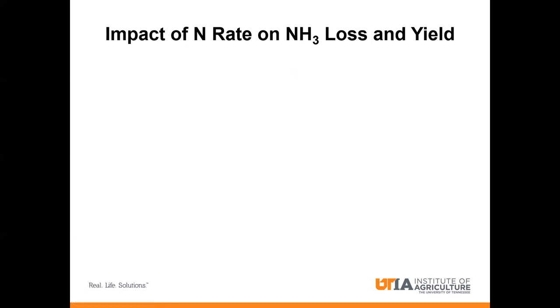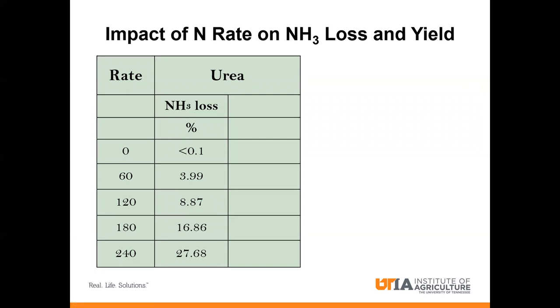Now we want to look at the impact of nitrogen rates on ammonia loss as well as yield. In this study, we looked at 5 different nitrogen rates from 0 to 240. What is very interesting about the rate study, and I've seen this in another study that I did in cotton, is that for every 60 pounds of nitrogen per acre, ammonia volatilization more than doubled. We didn't see maybe a third increase, but ammonia volatilization just doubled. So as rate increases, ammonia loss also increases, and for each additional 60 units of nitrogen added, ammonia volatilization doubled.